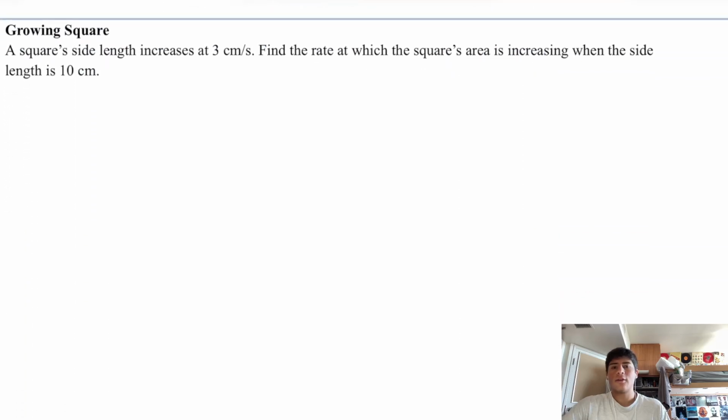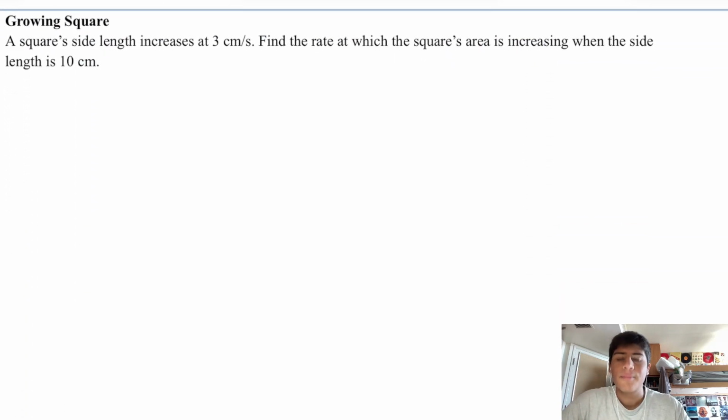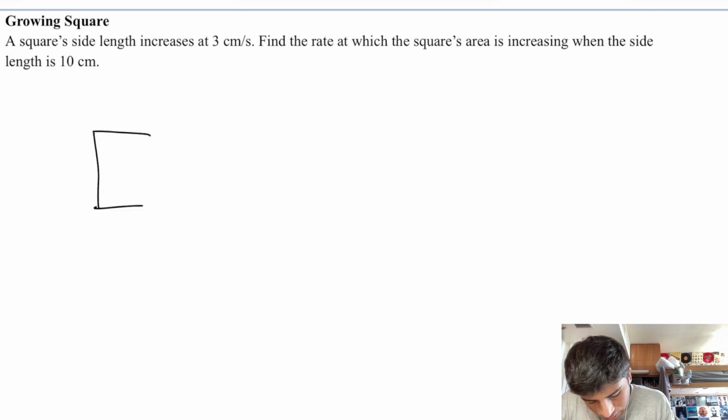A growing square. Oh, we're back to hopefully an easier one now. A square's side length increases at 3 centimeters per second. Find the rate at which the square's area is increasing when the side length is 10. This one, hopefully, you can think about it and kind of understand how to do it.